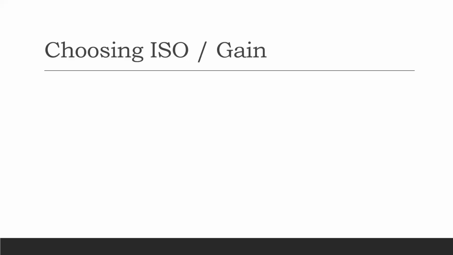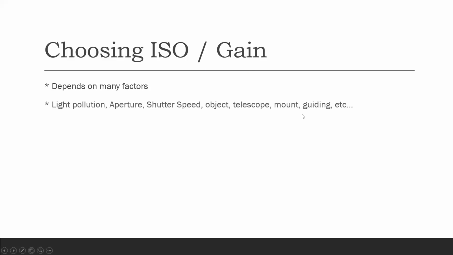The main thing to understand is that the ISO or the gain does not do anything until after the exposure is ended. And then it amplifies the data you captured and makes it brighter. But you can always do the same thing in post. So for that reason, in order to choose the best ISO or gain for your camera, there's no real easy answer because we're all shooting under different scenarios, depending on the amount of light pollution, the aperture of your telescope, the shutter speed you're going to be using that night, the object you're photographing.